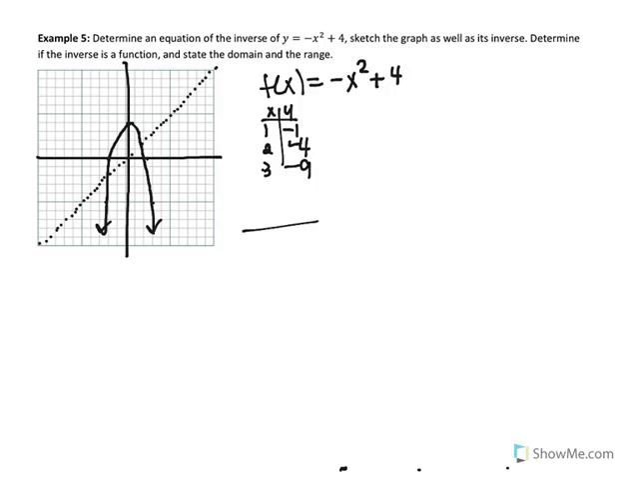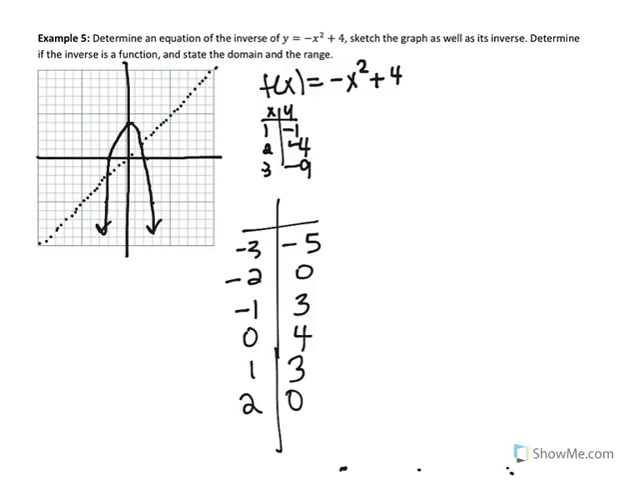And we have the points -3 and -5, -2 and 0, -1 and 3, 0 and 4, and then 1 and 3, 2 and 0, 3 and -5.